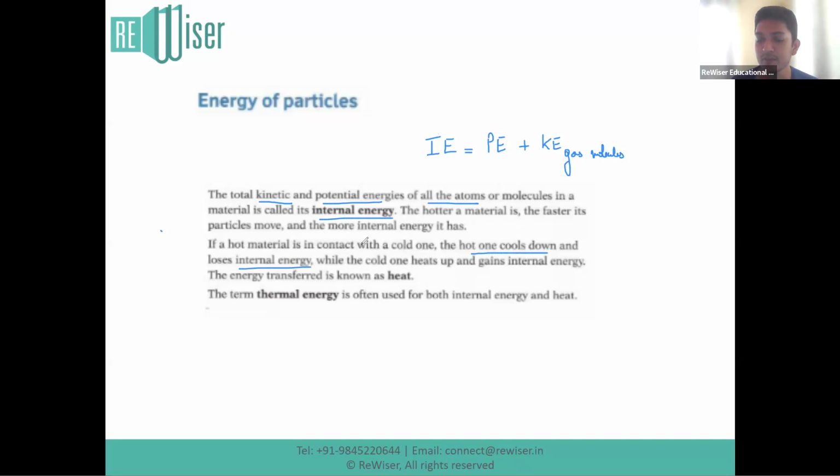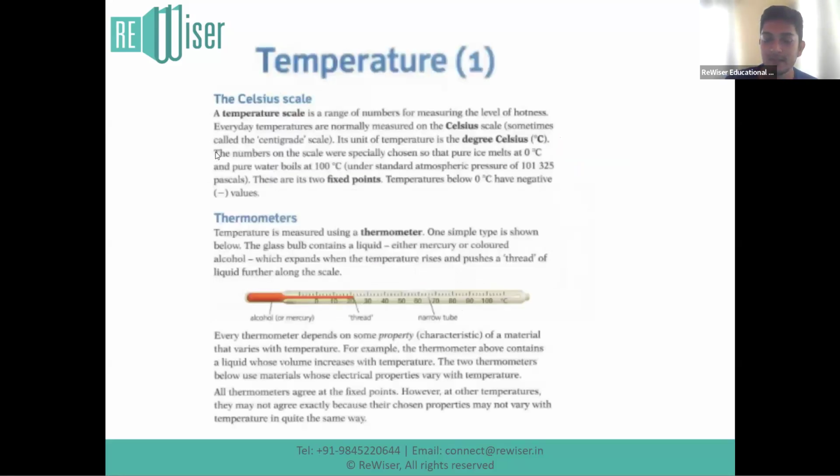This happens through the process of conduction, which we will discuss going further. And this energy transferred is in the form of heat or thermal energy. So thermal energy is often used for both internal energy and heat. In other words, thermal energy can be described as internal energy and as heat, depending on the context that is taken.